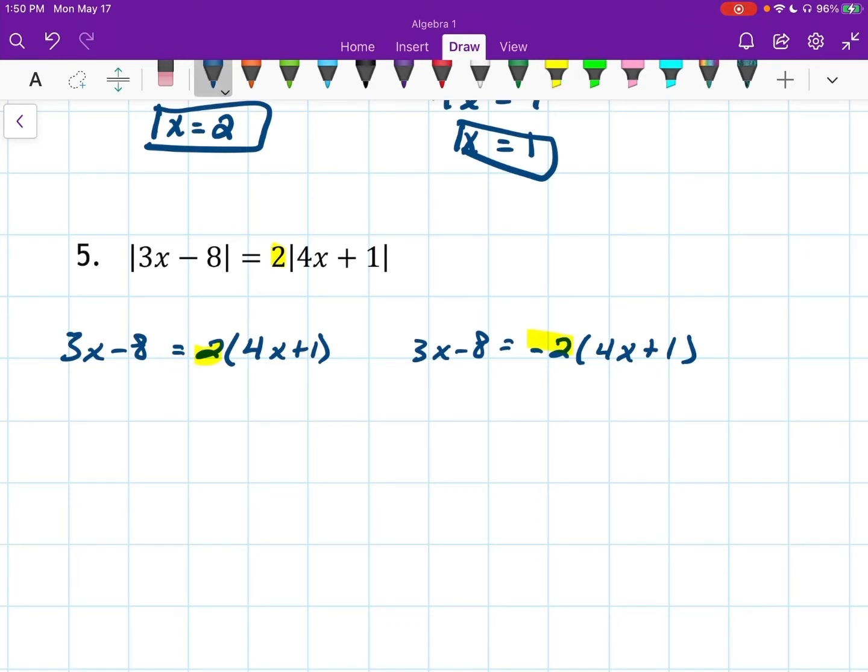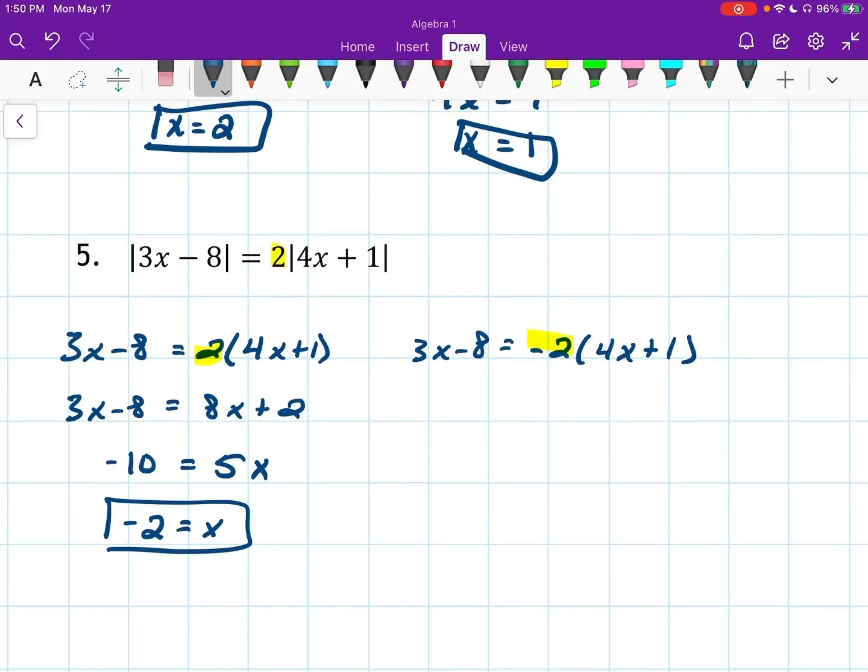On the left side, I'm going to distribute my 2, so I'll have 3x minus 8 is 8x plus 2. This gives me, what will this be? I'll have a negative 10 on the left and 5x on the right, to get a negative 2 as my x.